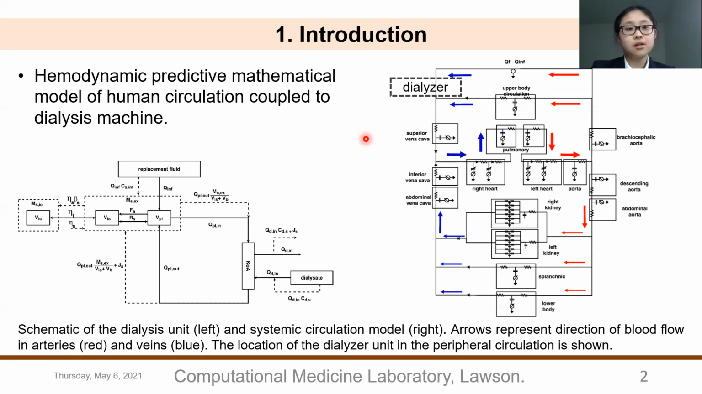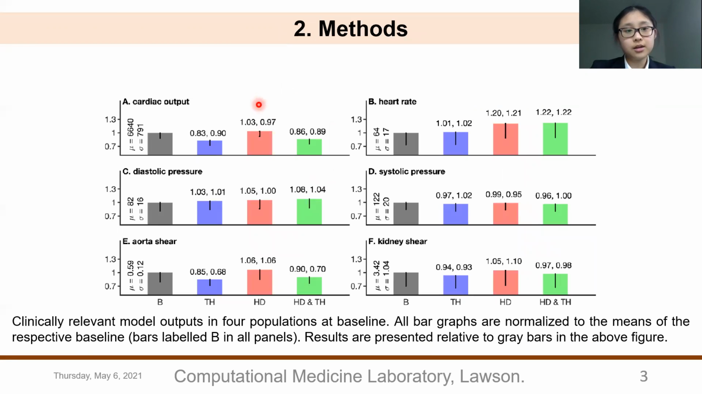The objective of this study was to use hemodynamic mathematical relationships in human arterial vasculature. We expected that cardiac output in the hemodialysis population would be different from that of the control. To conduct simulation using our hemodynamic model, four model populations were simulated. These included baseline, B in gray, therapeutic hypothermia, TH in blue, hemodialysis, HD in red, and simultaneous hemodialysis and therapeutic hypothermia in green. Each of the model populations is represented by a different color.